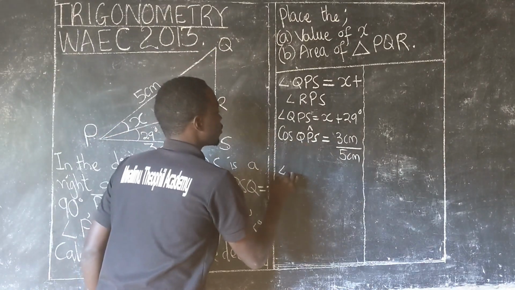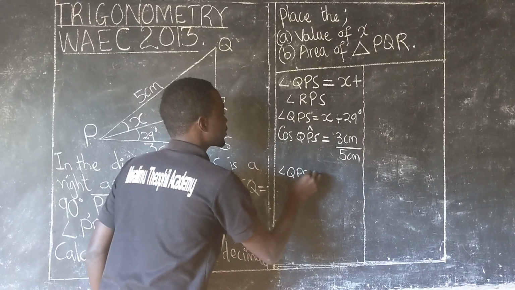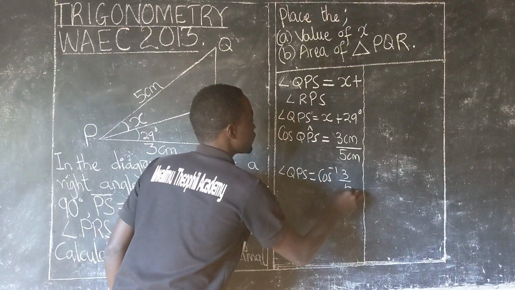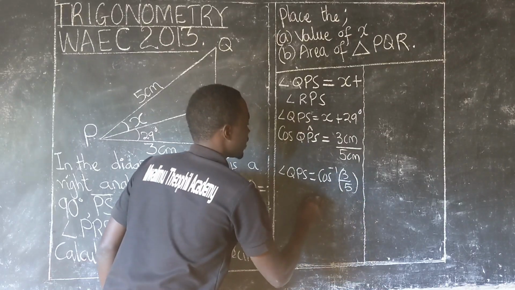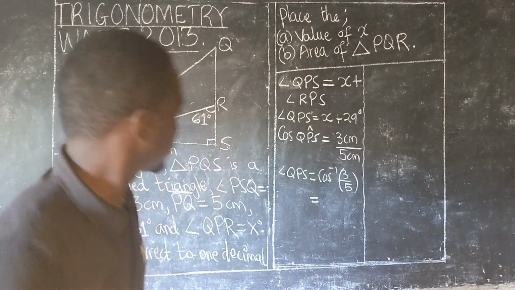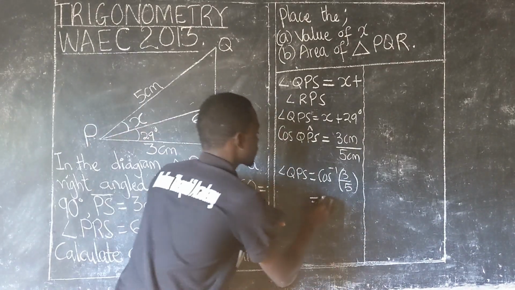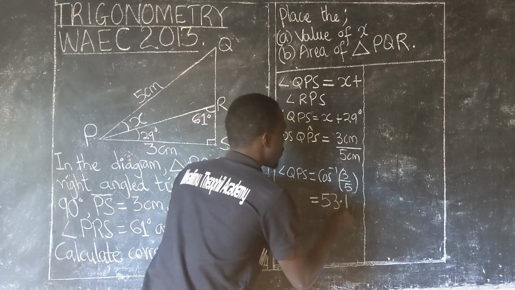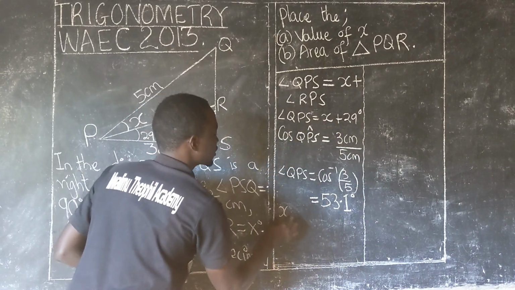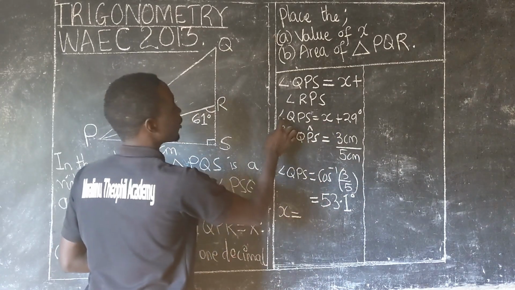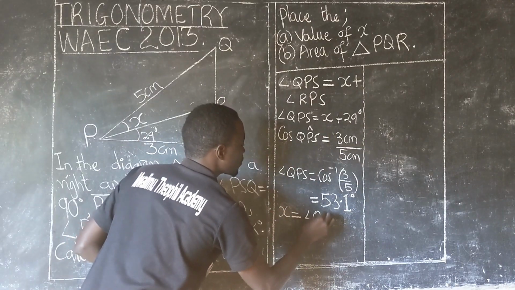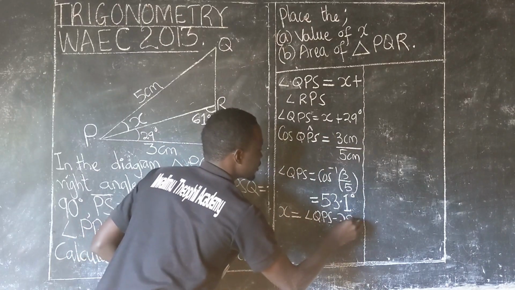Now, angle QPS will be equal to cosine inverse of 3 divided by 5, which is 53.1 degrees. Now, to get x, x is equal to angle QPS minus 29 degrees.